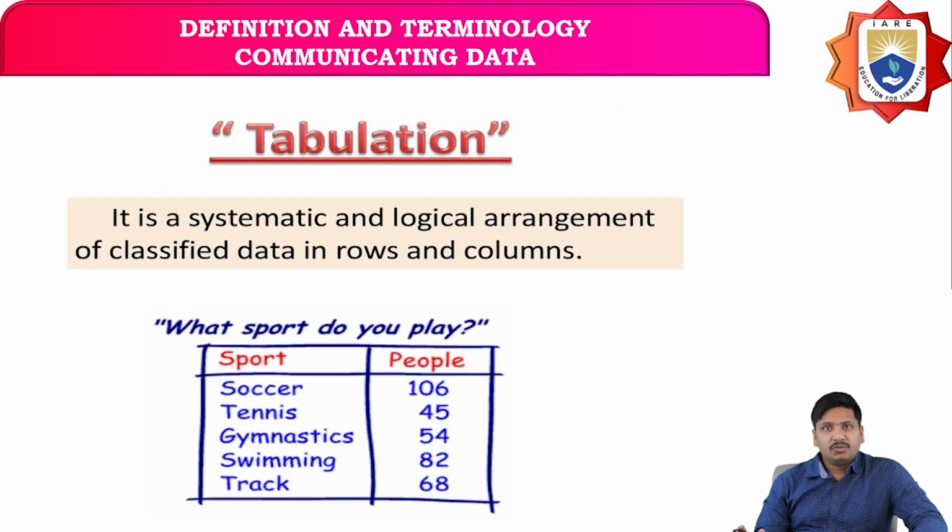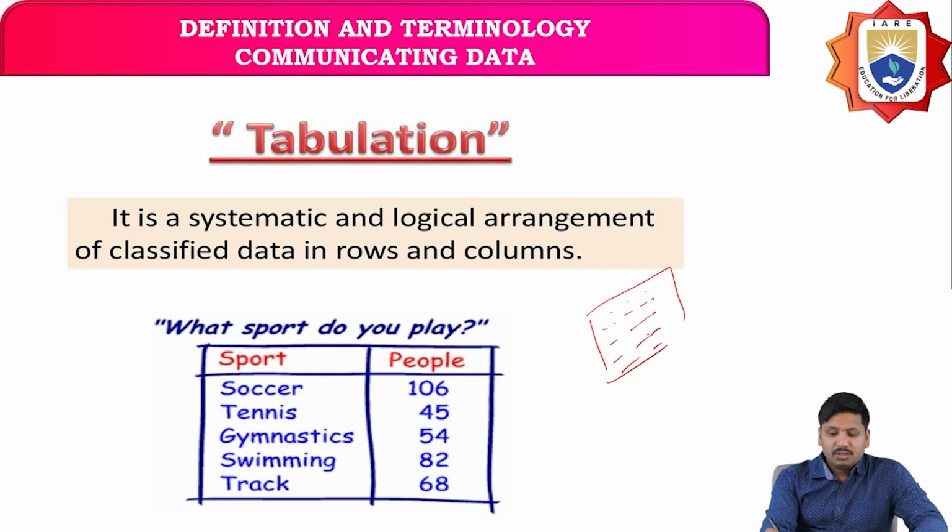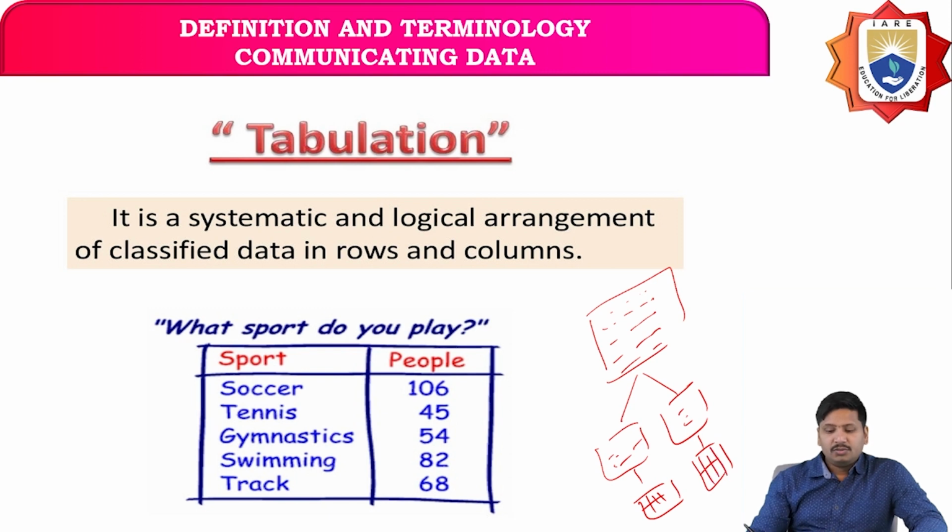So tabulation is a systematic and logical arrangement of classified data in rows and columns. Initially we have our data. This data is classified into different types, and then presented in the form of a table. That is called tabulation. It is the systematic, logical arrangement of classified data in the form of rows and columns.